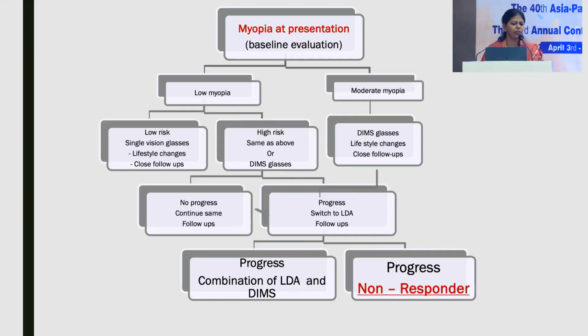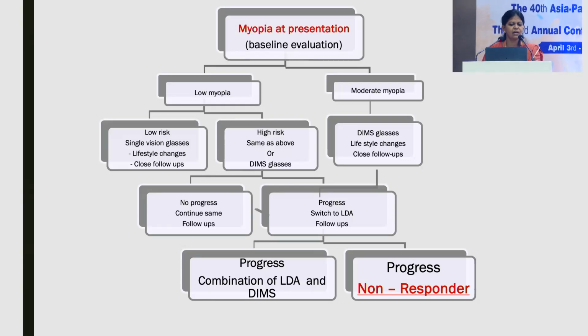So the algorithm will be: myopia at presentation, baseline evaluation. If there is low myopia, low risk, use single vision glasses, lifestyle changes, and close follow-up; you don't need to start a myopia control method. If there is high risk with family history and everything above that, you can start on DIMS glasses. If you continue these patients and there is no progress, as long as there is no progress, you continue the same and follow up every 6 months.